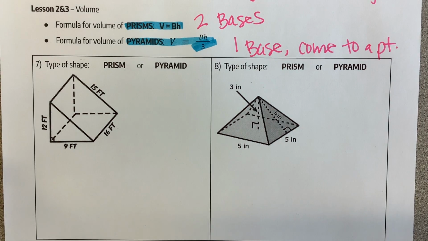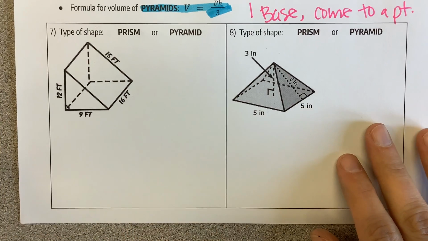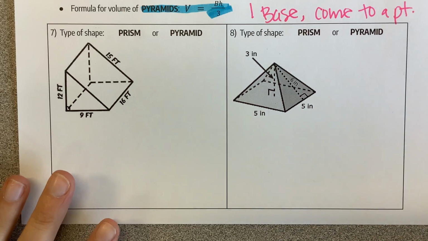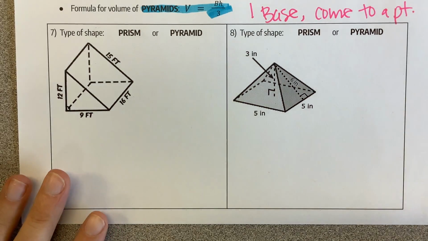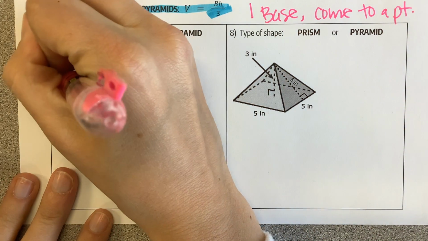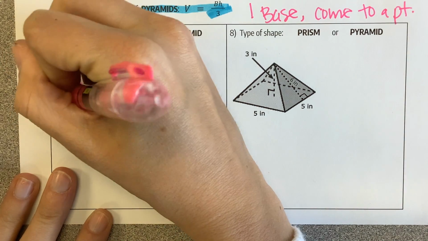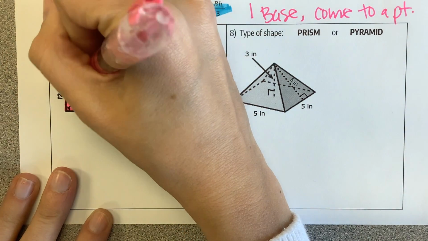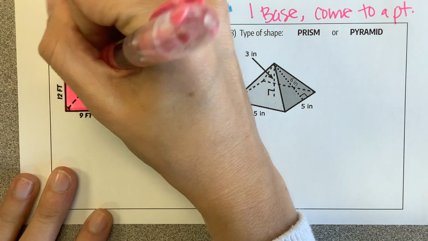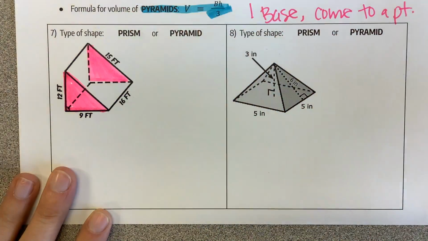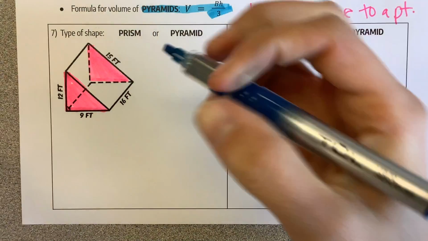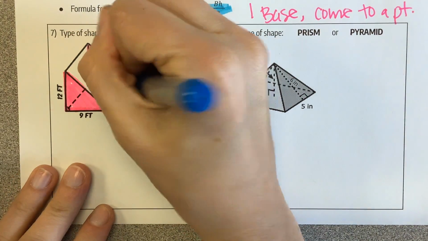So looking at number 7, I'm going to highlight my triangle base that I see right here. And I see another triangle back there. So that tells me there are 2 triangle bases, and the height or the depth that is connecting those 2 is right here.